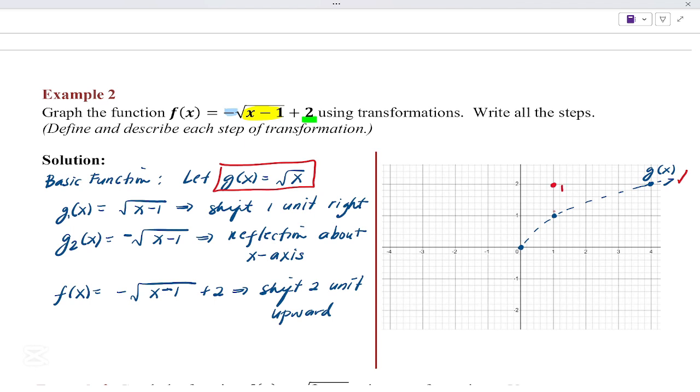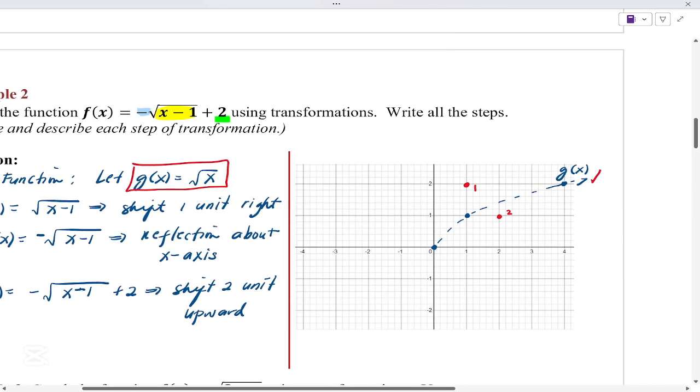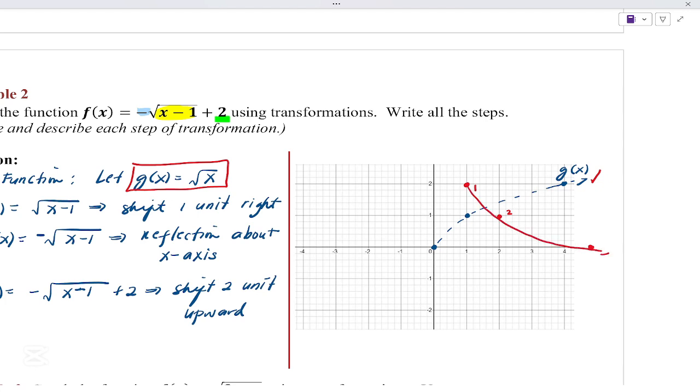For the second point, we do the same transformation: shifting 1 unit to the right, then reflecting about the x-axis, and then shifting 2 units up. That's the second point. For the third point, shifting 1 unit to the right, then reflection about the x-axis, and then 2 units up. The point will be here. Then connecting these points, the graph will be like that. So this is your function f.